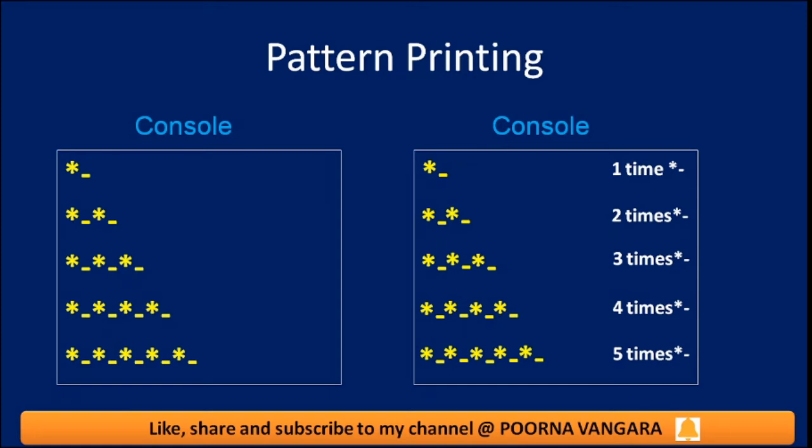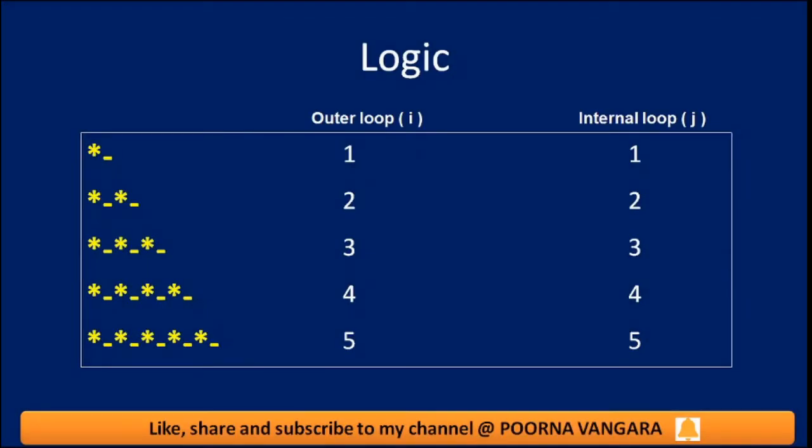This number of times you are printing that particular character or combination of characters will give the internal loop iterations. So let us see the relation between the outer loop and internal loop, so that you will get the basic logic to write the program. So this is the pattern. Now this is the summary, to get the logic.